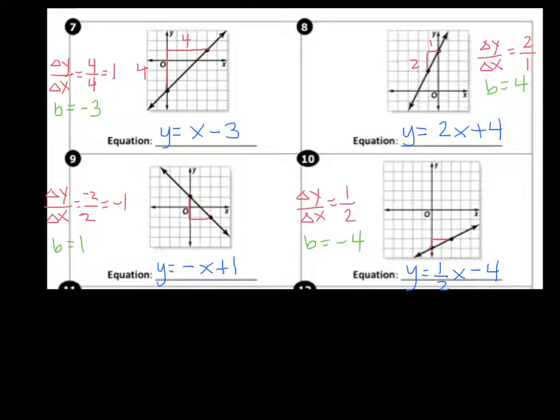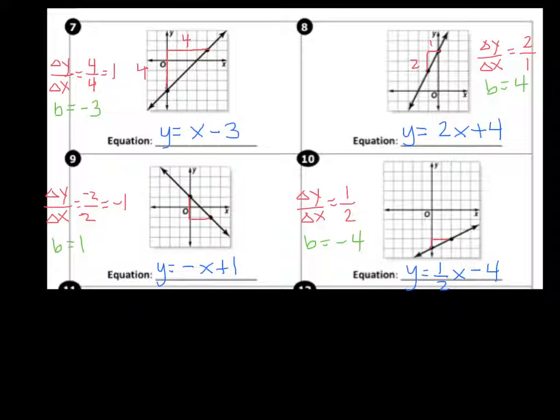If you notice on number 7 and number 9, on both of these, my slope actually reduced to 1 for number 7 and negative 1 for number 9. So I want to talk about both of those. So on number 7, if I start on this point, I have to rise 4 to get in line with my other point and run 4. So my rate of change was 4 over 4, which reduces. 4 divided by 4 is actually 1, okay?